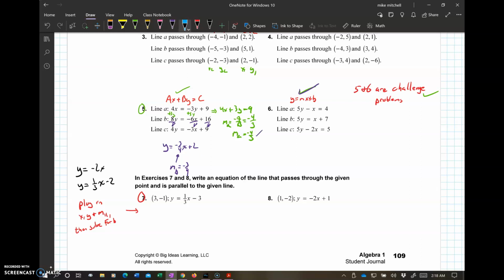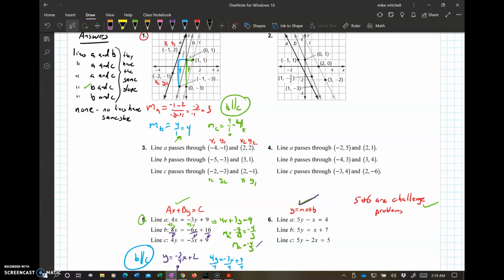I can do the same thing here. I got 4y equals negative 3x plus 9. I'm just going to divide by 4. Y equals negative 3/4 x plus 9 over 4. I'm not worried about that last fraction, but I see this slope and this slope are the same. So for this problem, I have line B is parallel to C. That's another one we got right there.